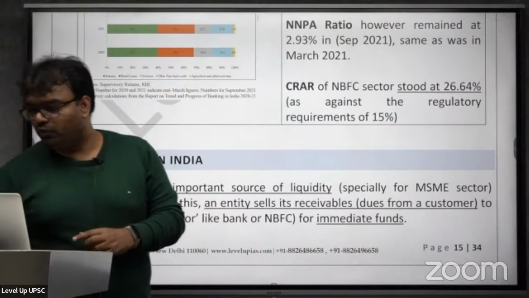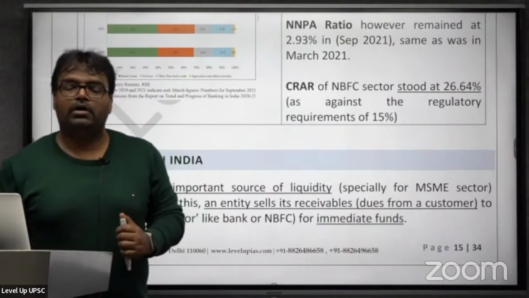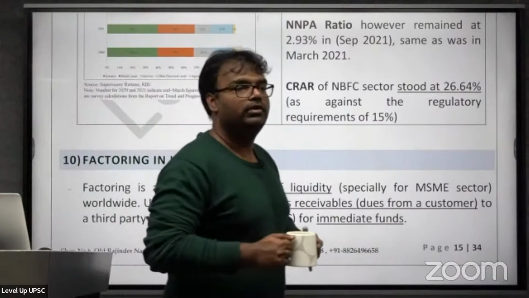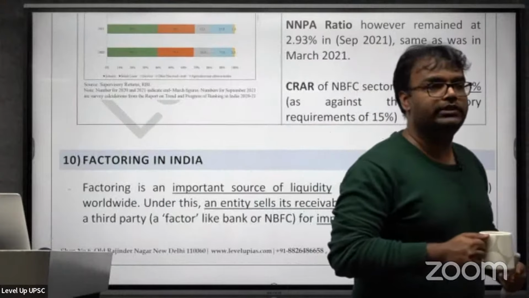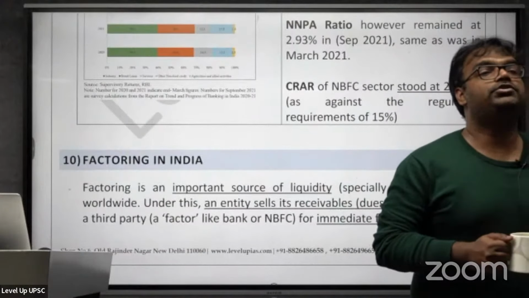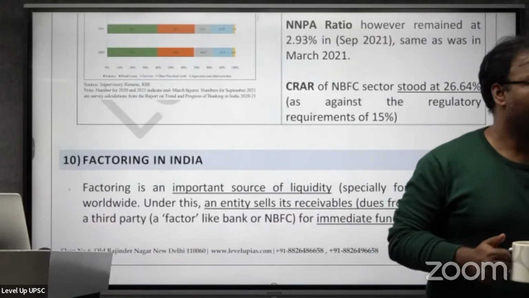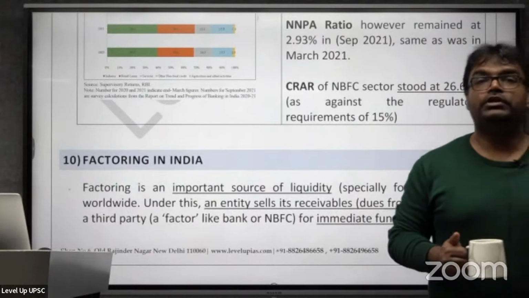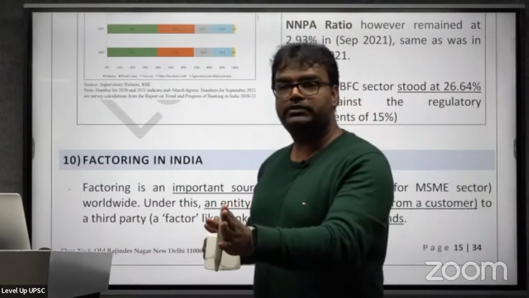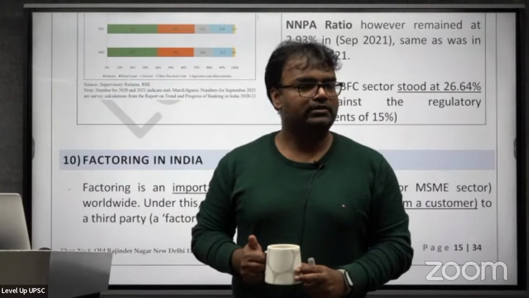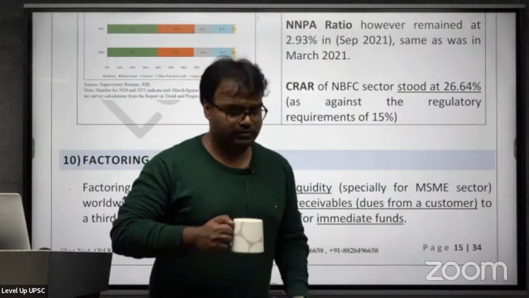Dikshit is asking, sir, what is bank credit growth? Beta, bank credit is the loan that banks are giving. So how much loan? At what rate is the loan increasing? Let's say last year, all the banks together gave 100 crore rupees of loan. That much money went into the economy in terms of loan. This year, it is 110 crore rupees. So growth is 10%. That is bank credit growth.